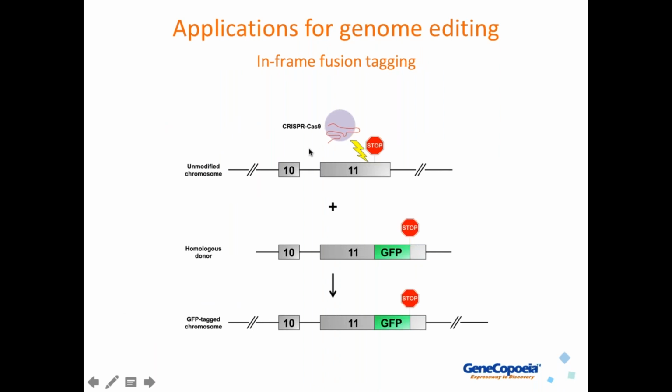And in addition, you can do in-frame fusion tagging. I mentioned that. This is also derived from a GeneCopoeia experiment which we did in transgenic mice for a customer, where, say, you want to put a GFP tag at the 3' end of a gene. You transfect or inject your cells or animals with the CRISPR components of Cas9 and single-guide RNA, as well as the homologous donor shown here, and then you screen for knock-ins of the GFP that precede the stop codon.